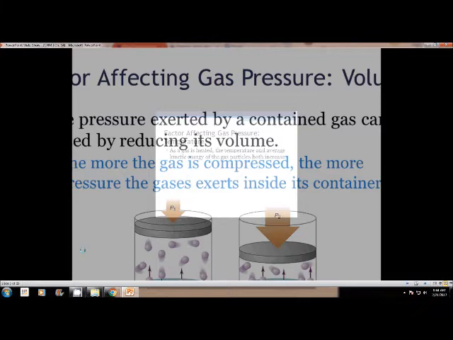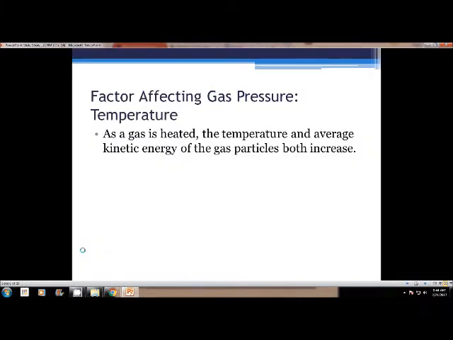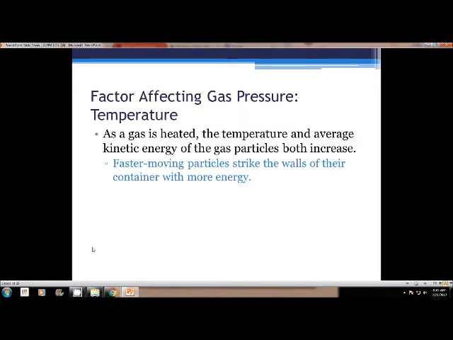Okay, next is temperature. When you heat something up, it increases the kinetic energy. Kinetic energy is the energy of movement. Okay, we've all heard this before. So when you heat something up, the temperature rises and also the average kinetic energy rises. And because they're moving a lot more, they're going to be making more collisions. If they're making more collisions, the pressure is going to increase. So it has more energy, more collisions, more pressure. They're all kind of the same thing.